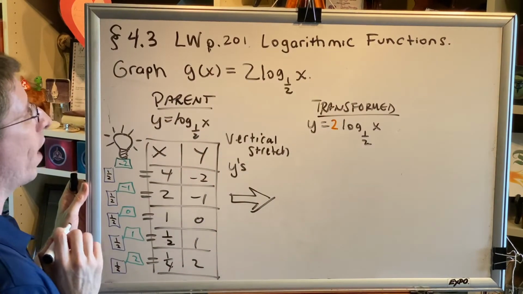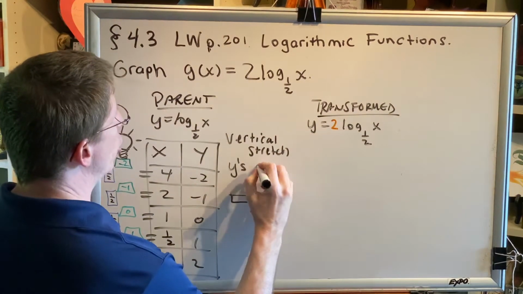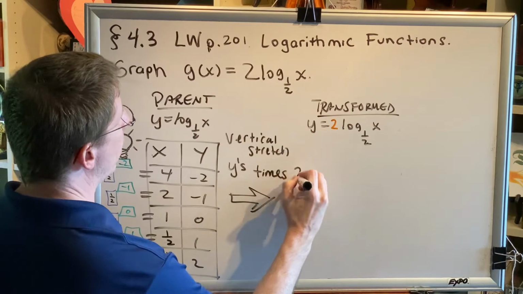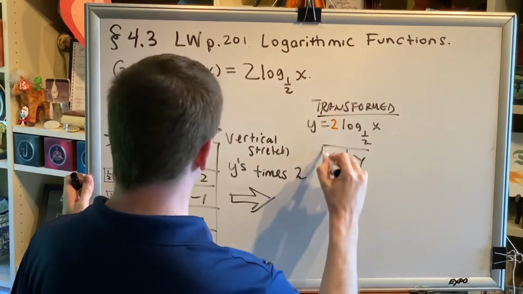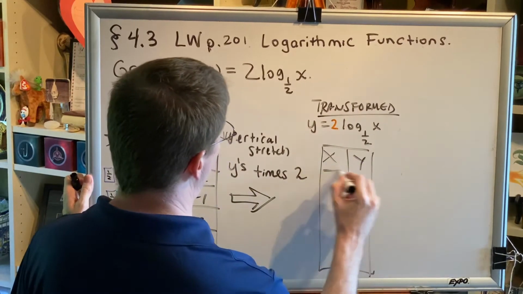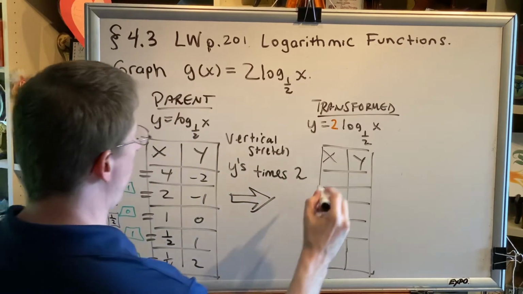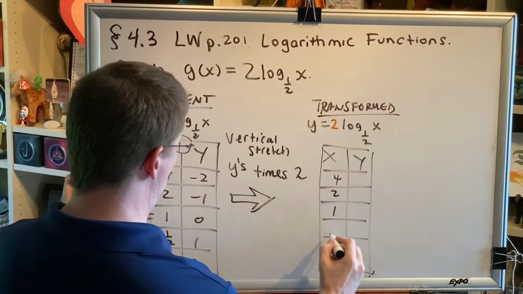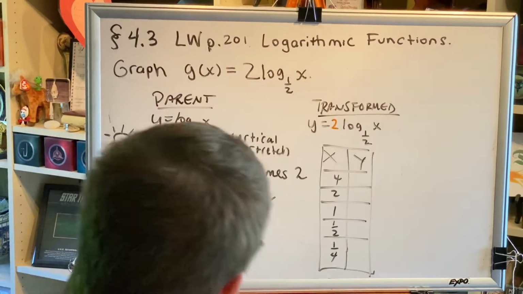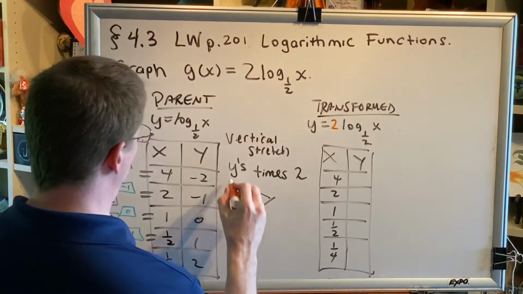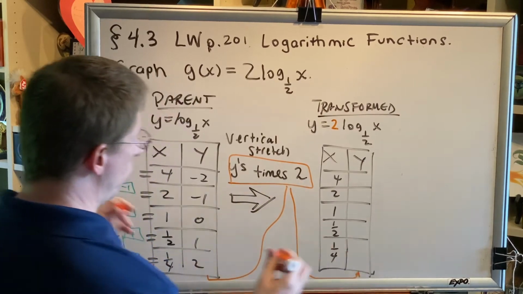And we know that the rule for a vertical stretch or shrink is that all of the y values are multiplied by the number. So y's are multiplied times 2. So if we want to get our new table of points, it's very easy. All we have to do is multiply all of our y values by 2. The x's do not change. All right, so here we go. We have 4, 2, 1, 1/2, 1/4 for all the x's. But the y's all have to get multiplied by 2.